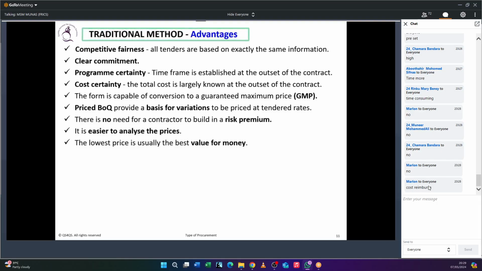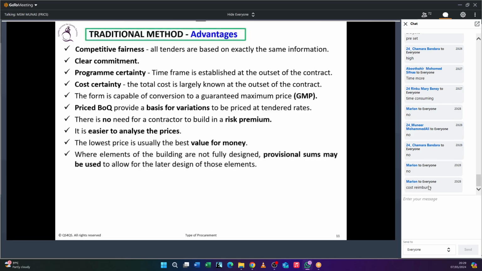So if all the bidders are qualified, then the responsive bid with the lowest value is the economical bid for you. Sometimes you can use a provisional sum if some part of the design is not complete, but be aware it has a disadvantage. If you have a provisional sum amount within the BOQ, maybe that will change once the scope of work is fully defined. That will change the project cost and the time.